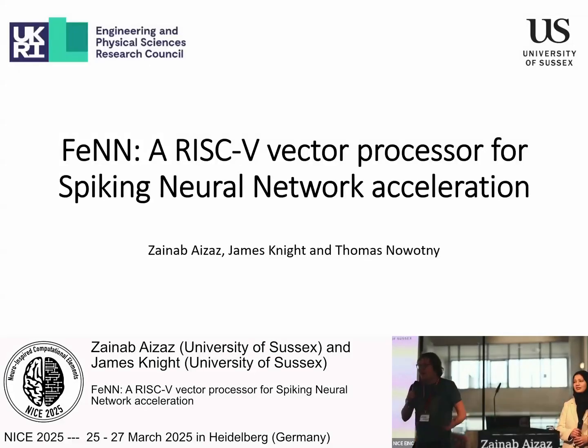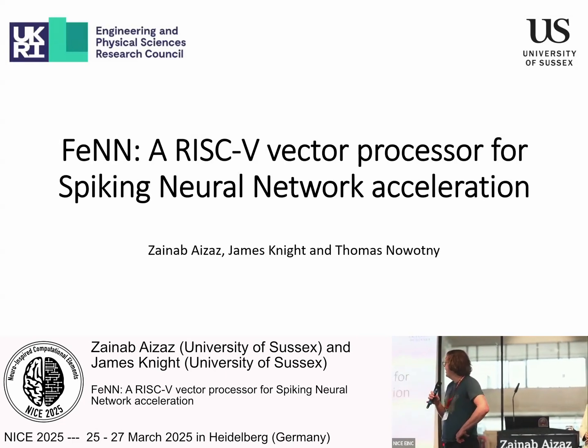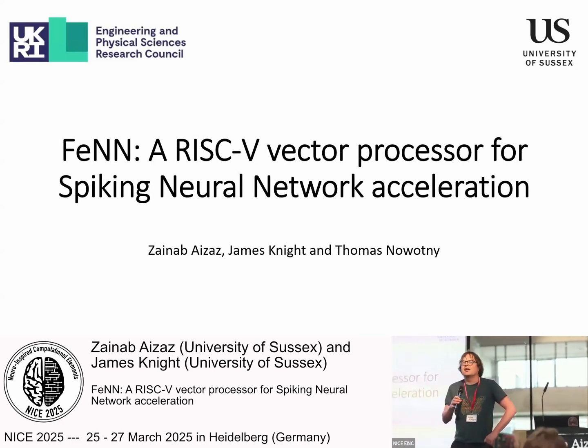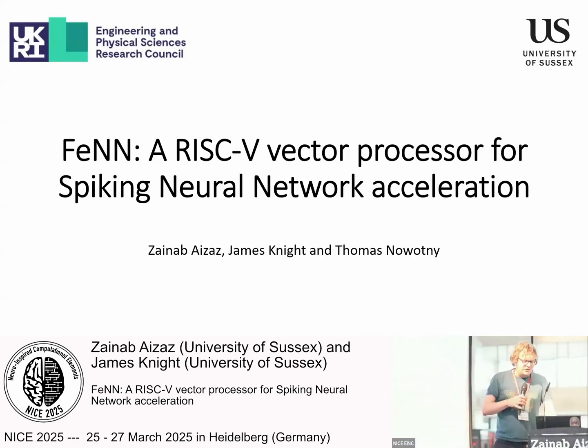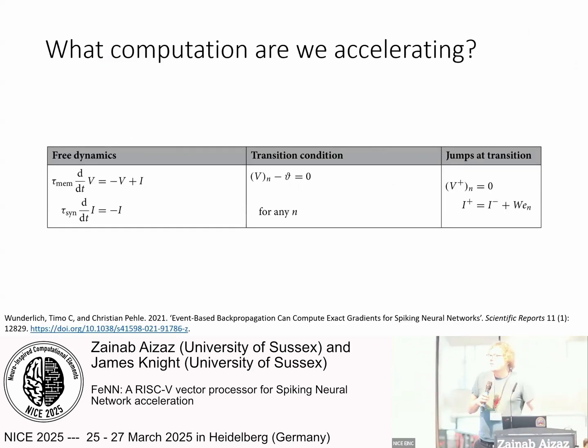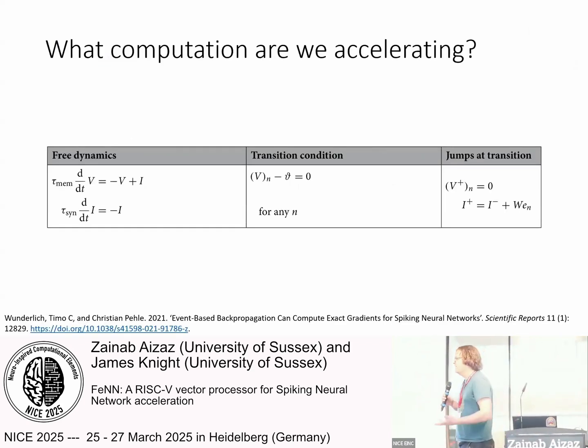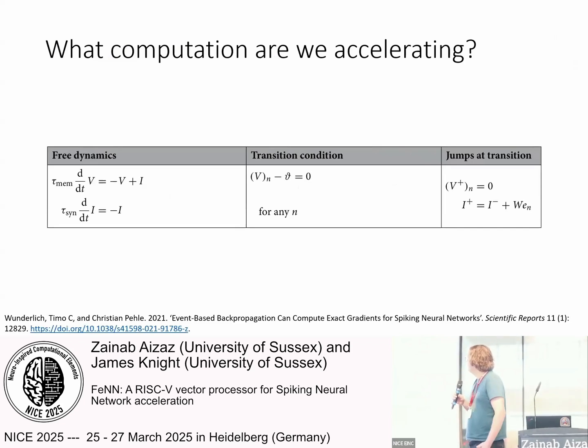But I'm here today to talk about our co-design project, which is the co-design of FeNN, a RISC-V vector processor for spiky neural network acceleration. And we're both from the University of Sussex. So when we're thinking about accelerating something, we need to know what type of computation we're accelerating.